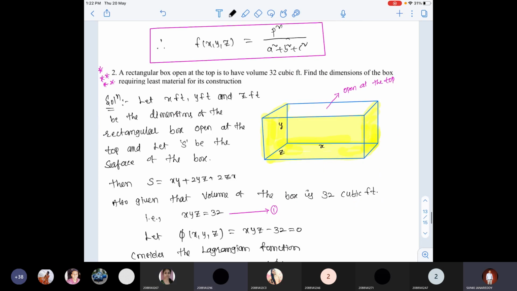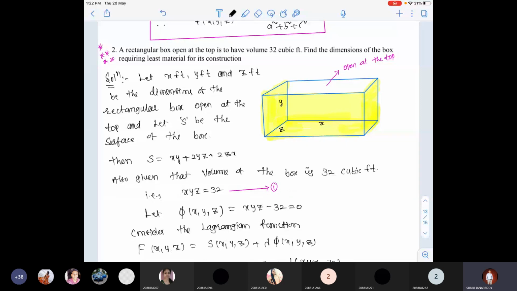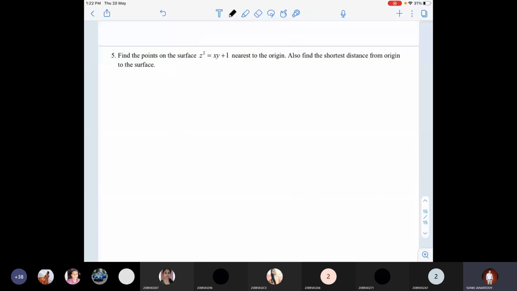No need? No, sir. Okay. Now write this one. Find the points on the surface z square is equal to xy plus 1 nearest to the origin. Also find the shortest distance from origin to the surface.